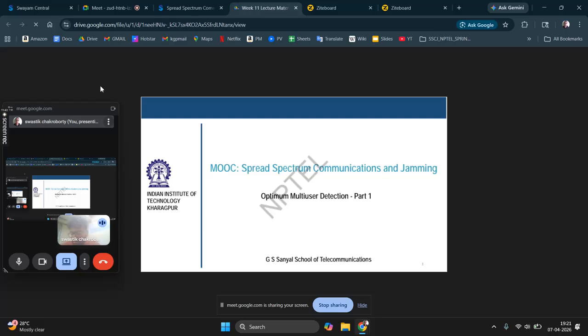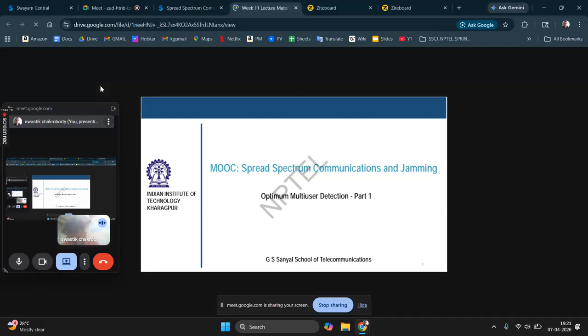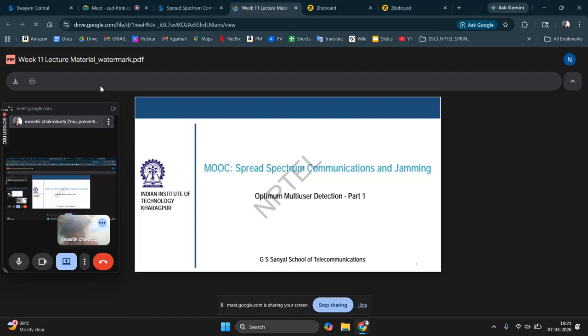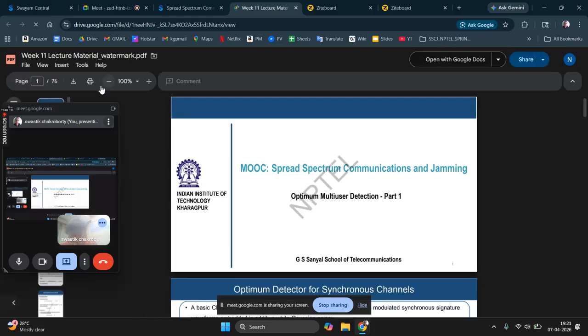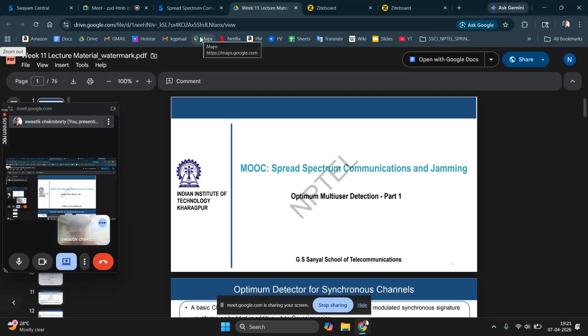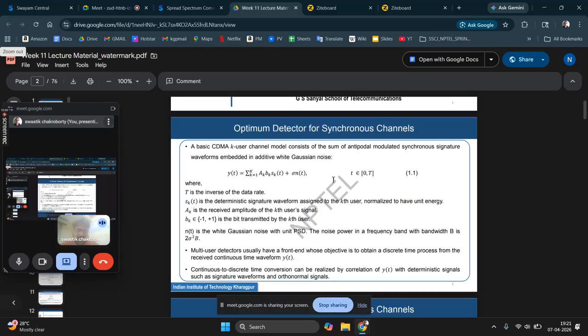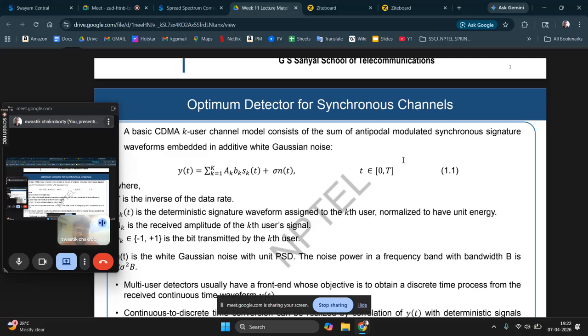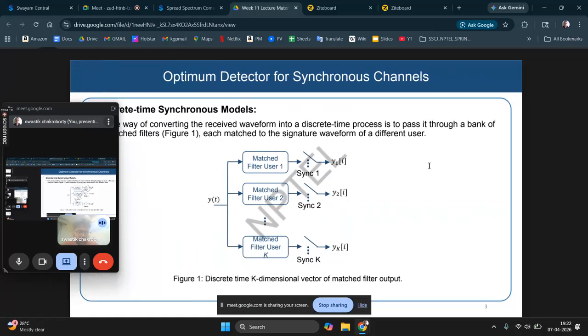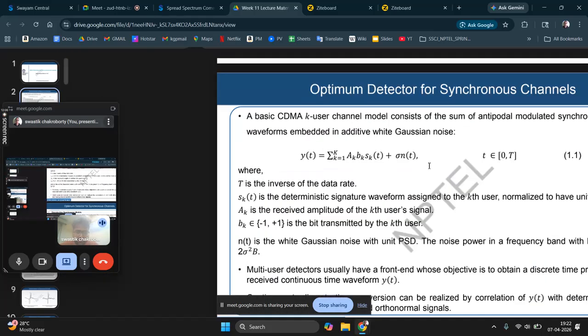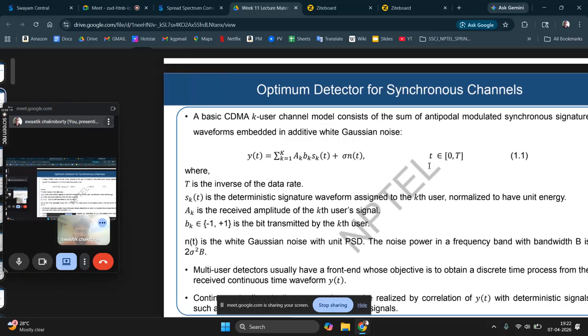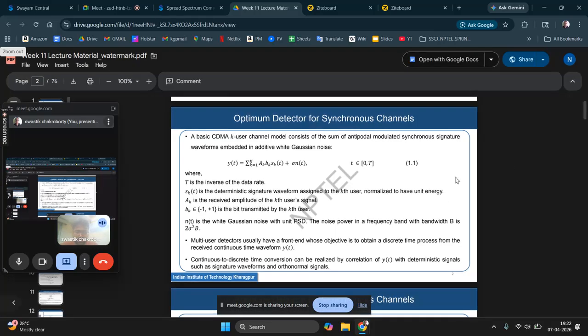Now this is the multi-user framework for the CDMA system. With this multi-user system, the detection can be done systematically with matched filters. So here we will be studying the matched filter detection of multi-user CDMA systems.